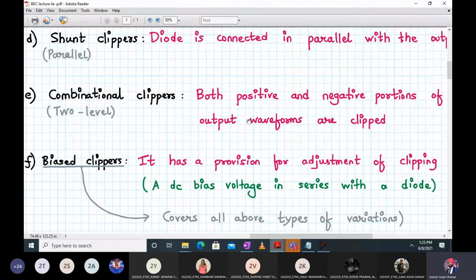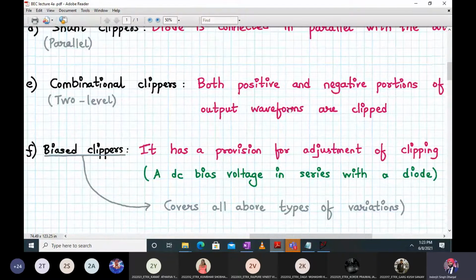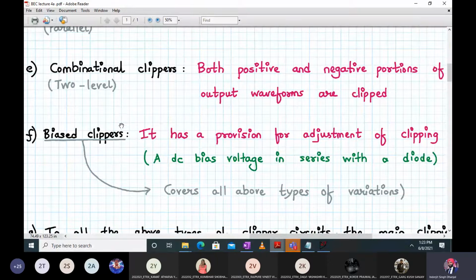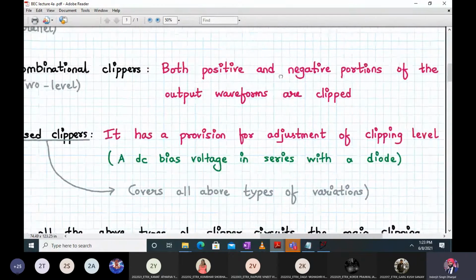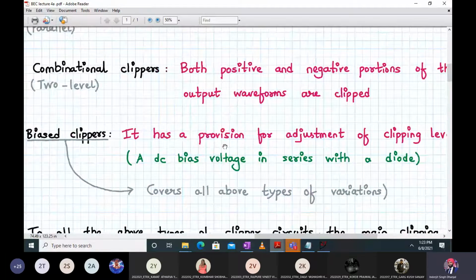So in these clippers, both the positive and negative portions of the output waveform are clipped. That is a combinational clipper, or we can say a two-level or two-way clipper. Then we have biased clippers. In a biased clipper, we have a provision for adjusting the clipping level. We'll see that with an example today.